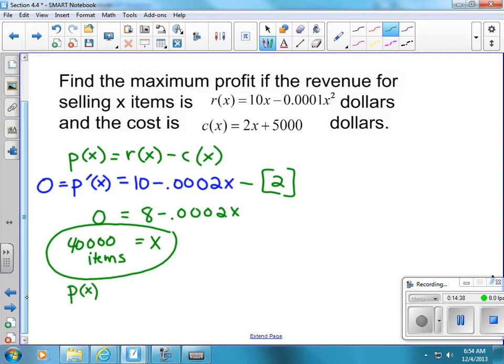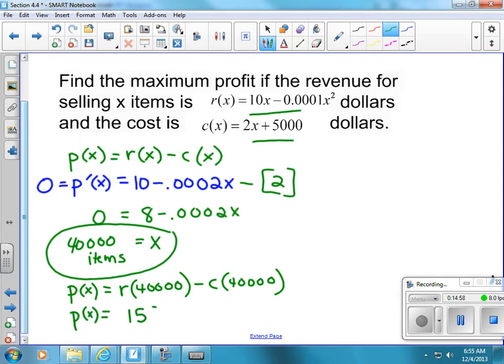So we actually have to take 40,000 and plug it into the revenue, 40,000 minus the cost. They are our original equations. Okay, so plug them into here and here. What you should get is $155,000. Okay, so you will need to check and make sure that is true.